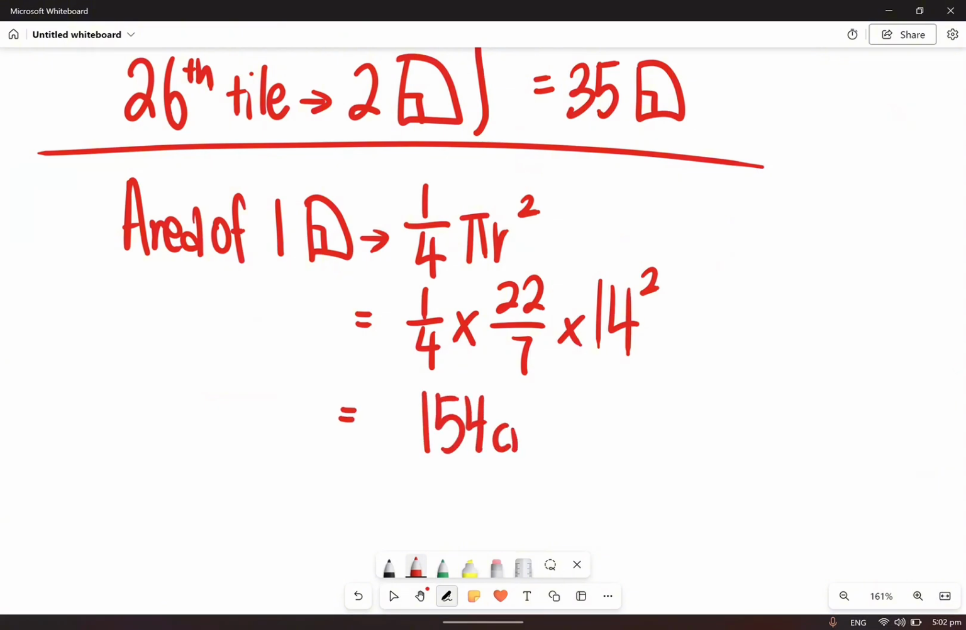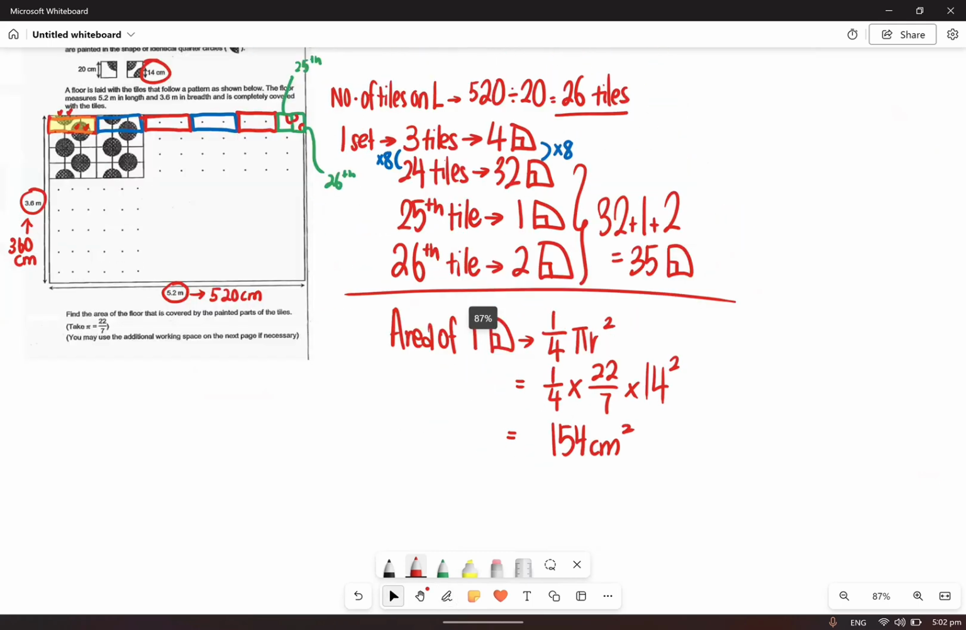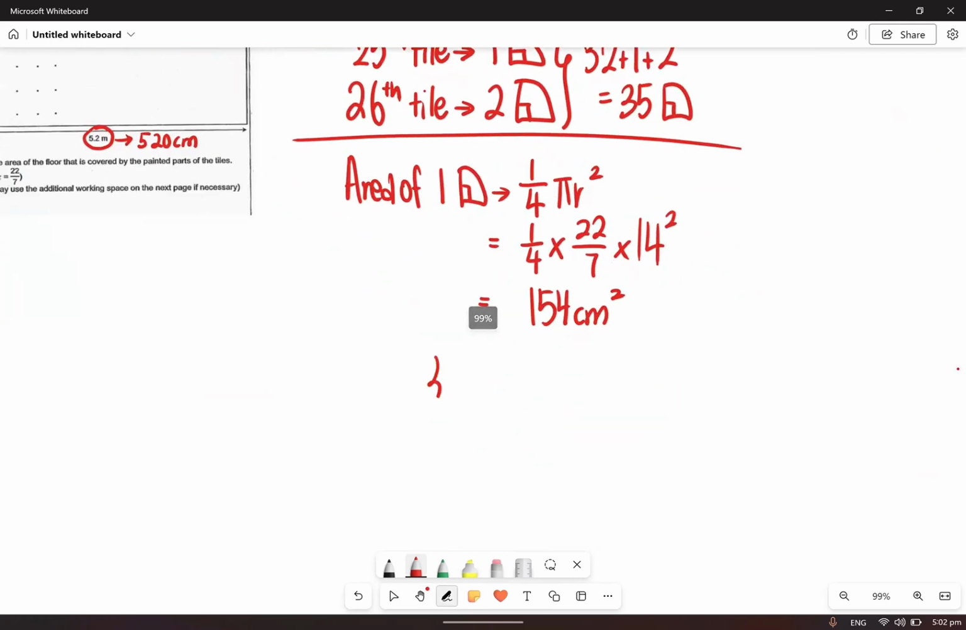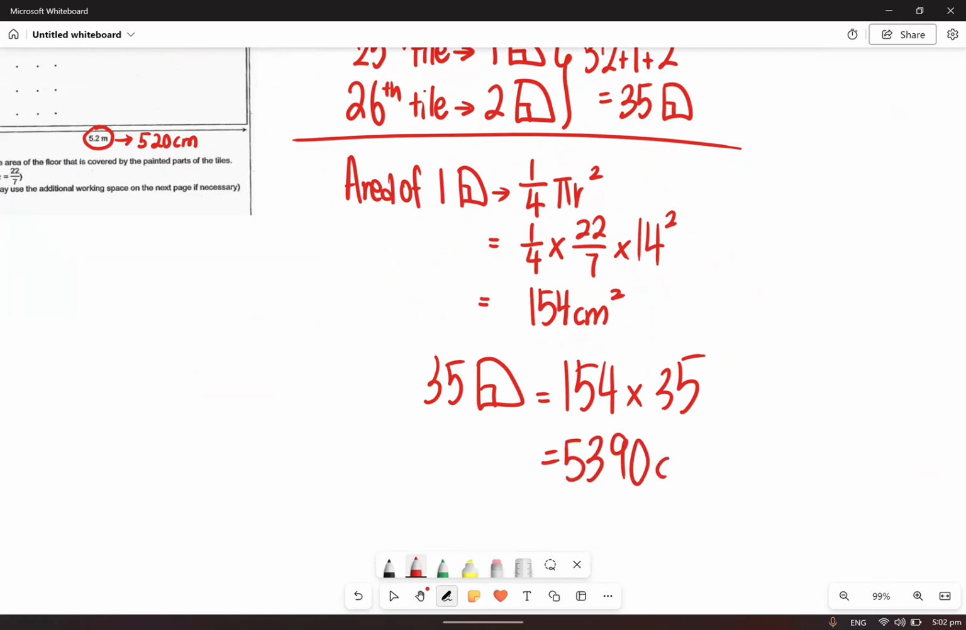154 centimeters squared. Teacher Joseph, how many quadrants am I going to find? I'm going to find 35 quadrants, right? That is basically 154 times 35. We get an answer of 5390 centimeters squared.